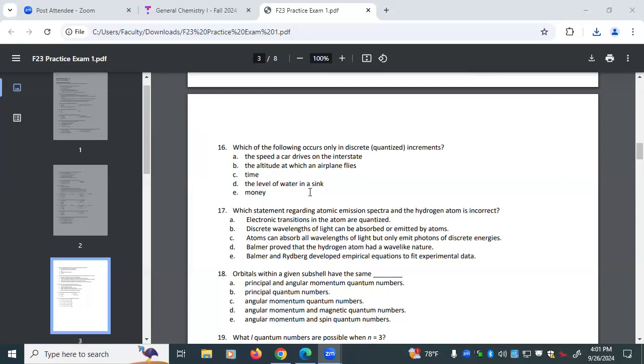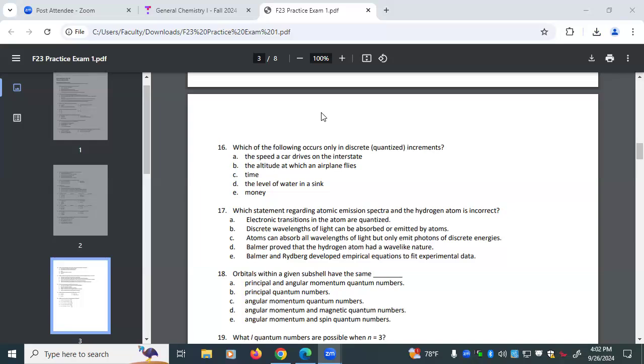Okay, so question 16 in the practice test. Which of these occurs only in discrete or quantized increments? Well, remember, quantization means that we have to have some kind of a non-continuous value. And so while your speedometer might only give you a readout to the ones place, when it says you're going 70 miles an hour, there's a good chance that you're going something other than 70. Maybe you're going 70.4, maybe you're going 69.5. You'd be going in a range of values there.